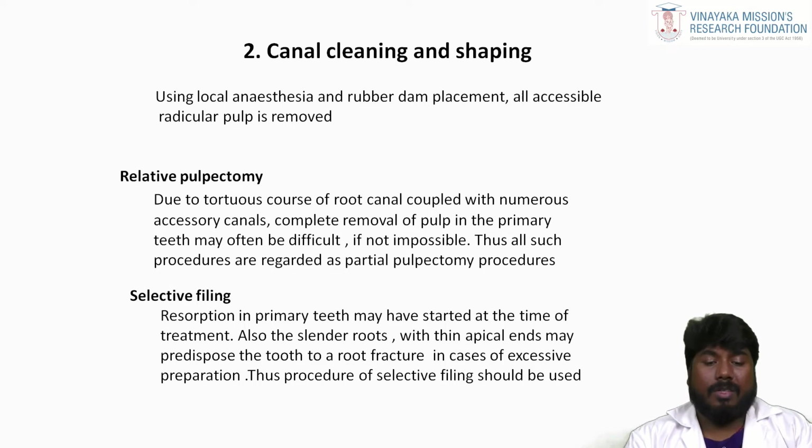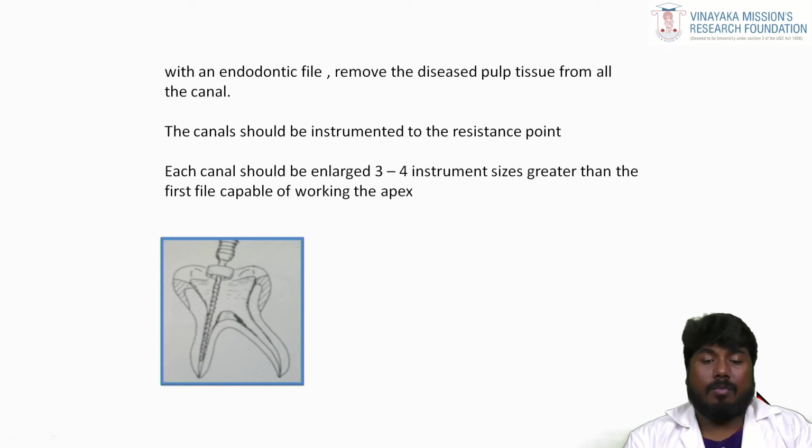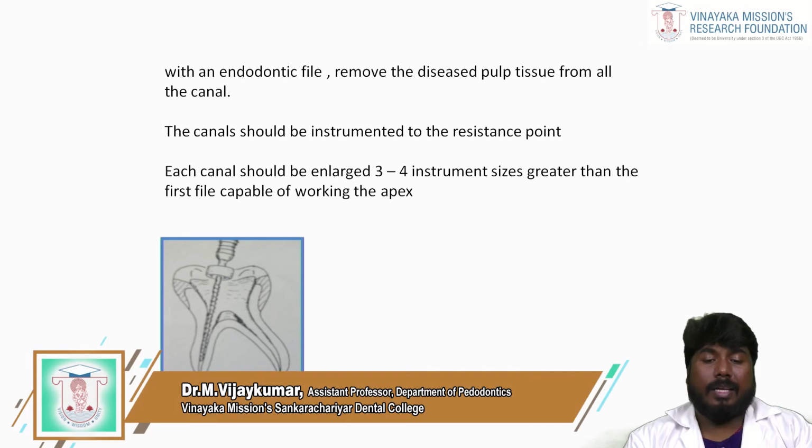Selective filing. Resorption in primary teeth may have started at the time of treatment. Also, the slender roots with thin apical ends predispose the tooth to root fracture. In case of excessive preparation, the procedure of selective filing should be used with an endodontic file. Remove the diseased pulp tissue from all the canals. The canal should be instrumented to resistance point. Each canal should be enlarged 3 to 4 instrument sizes greater than the first file capable of working to the apex.